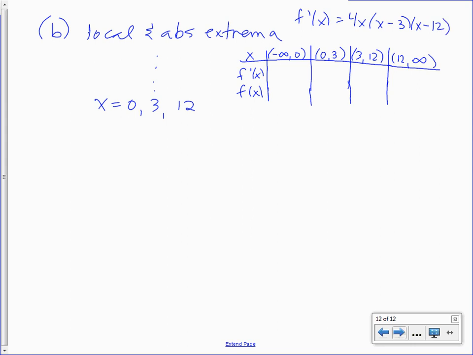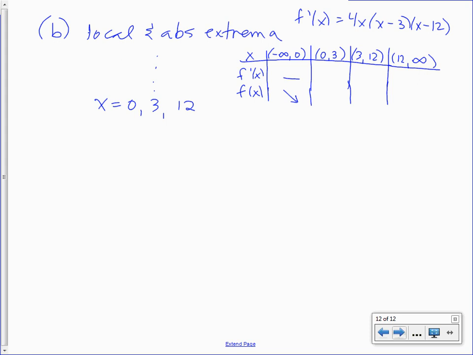The ones where we put a negative number in there, guys, a negative number is going to determine the overall sign. Negative number times 4, like negative 2. Negative 2 times 4 is a negative number. Negative 2 minus 3 is a negative number. Negative 2 minus 12 is a negative number. Negative times negative times negative is negative. So my graph is decreasing.